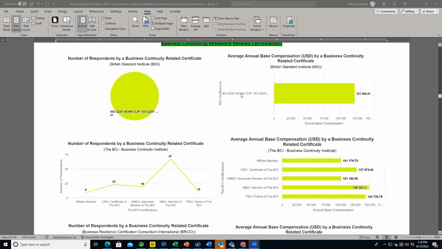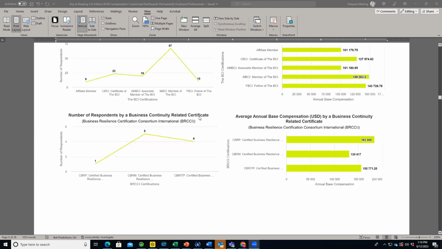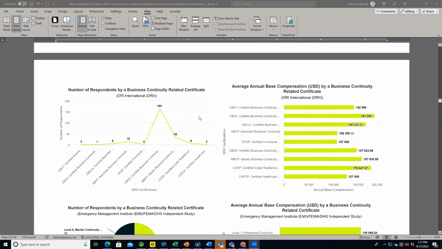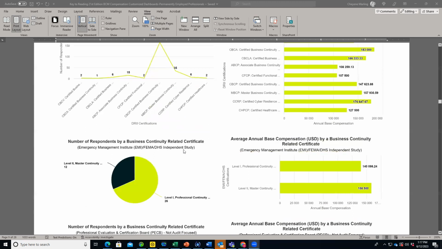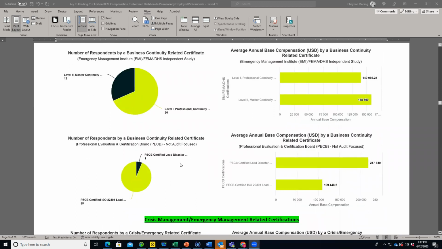So we have, of course, the BSI for the ISO 22301 implementer, BCI certifications, BRCCI, then we have the DRI International, then we have some self-study for other, again, specific to continuity. Then we have the PECP. These are not audit focused, by the way, that's going to come later.